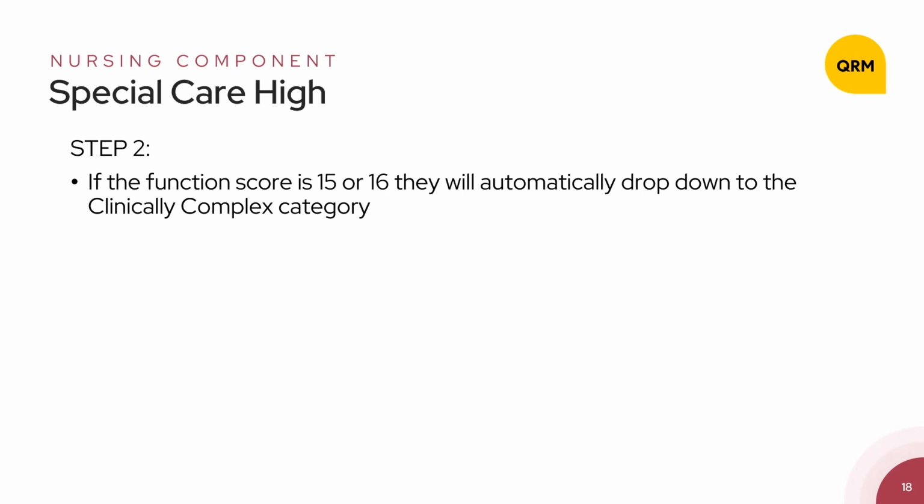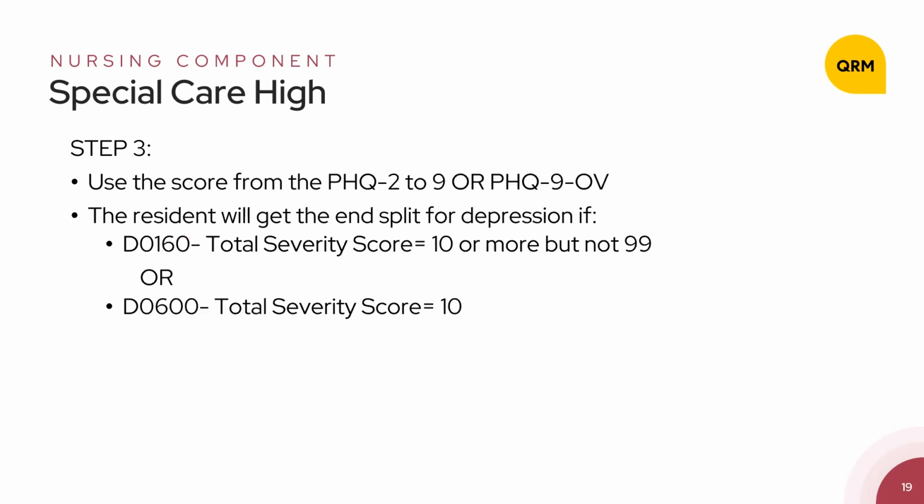Okay. Now, special care high also has a third step, and we're going to now be looking at your PHQ 2 to 9 or our PHQ 9 OV. The PHQ 9 OV is that staff assessment for depression. And so we're looking at the total severity score, whether we do the 2 through 9 or the 9 OV. If it's a 10 or more, but not a 99, that says they have these signs and symptoms of depression.